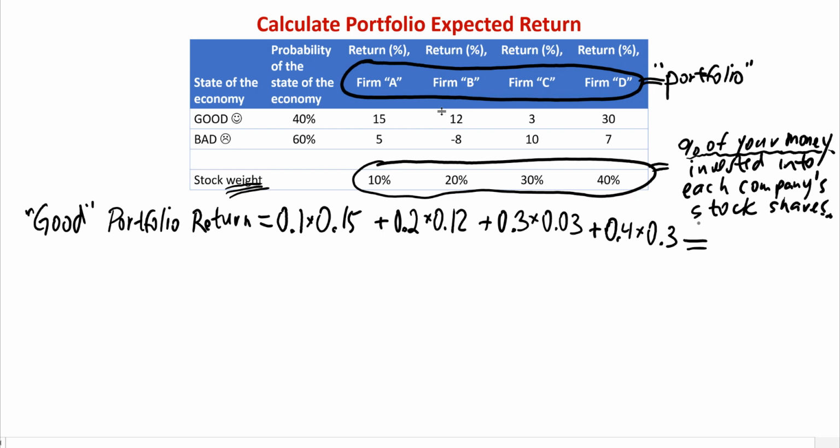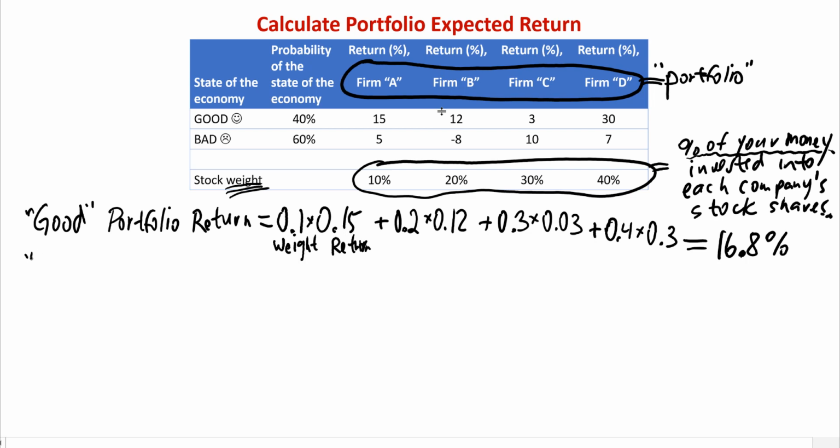when you do the math, you'll see that this equals 16.8%. So 0.1 is the weight, and 0.15 is the return of that particular stock for which you're using the weight.